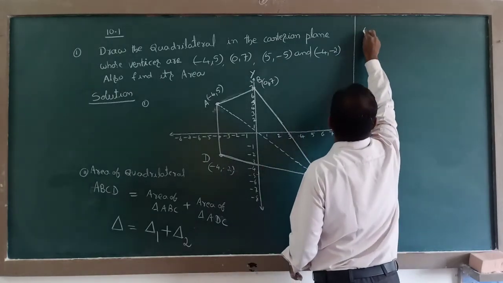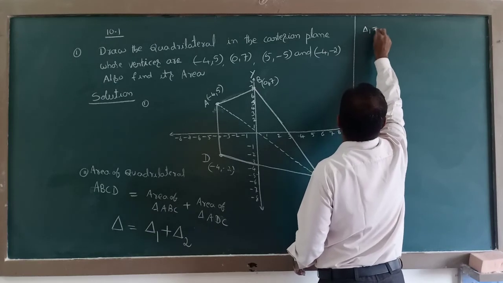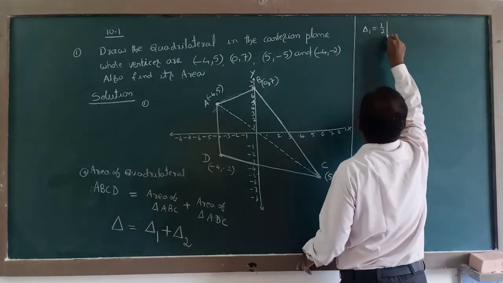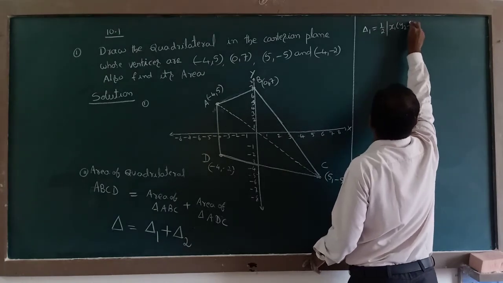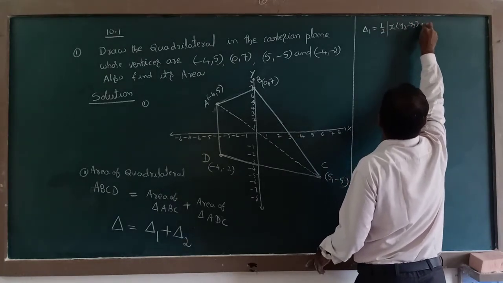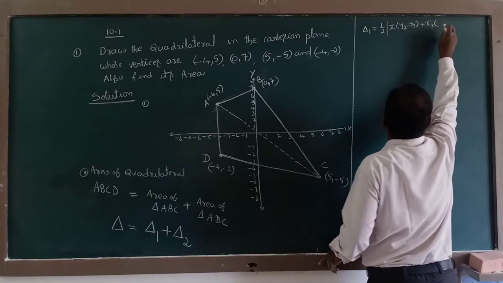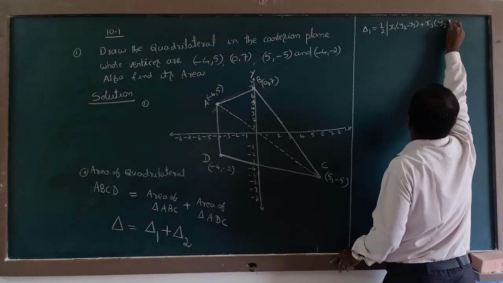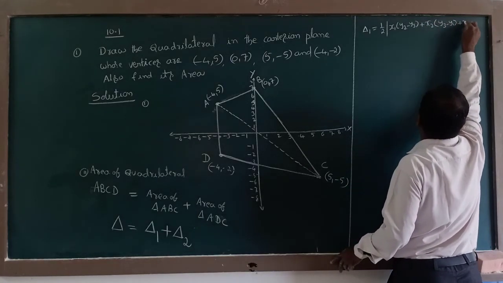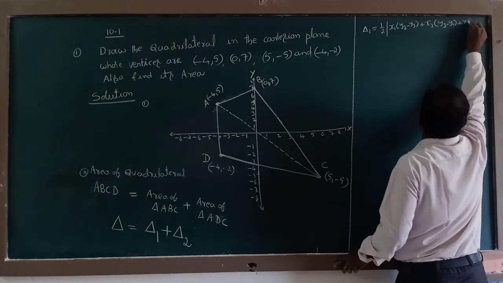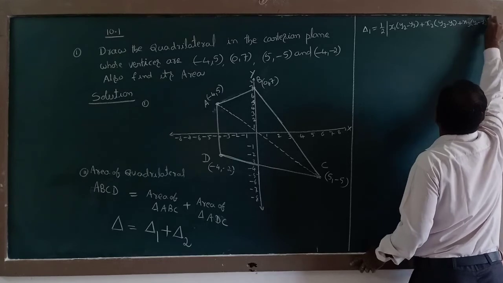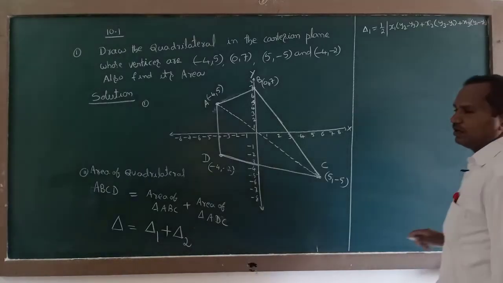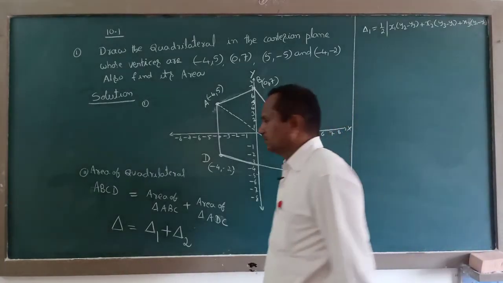Delta 1 is half into modulus of x1 into (y2 minus y3) plus x2 into (y3 minus y1) plus x3 into (y1 minus y2). Like that, we have a formula to find the area of a triangle.